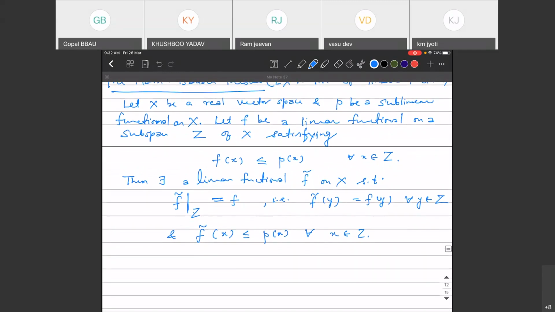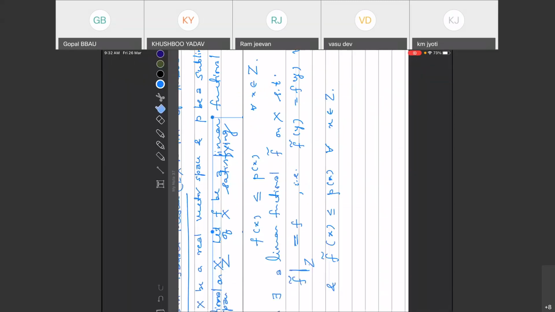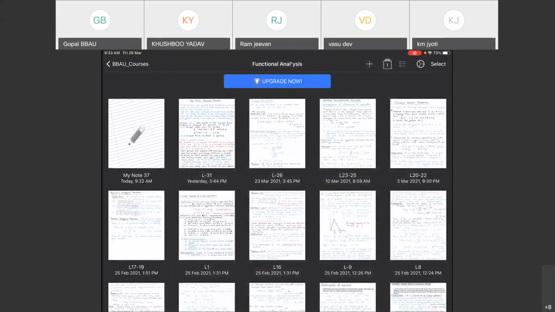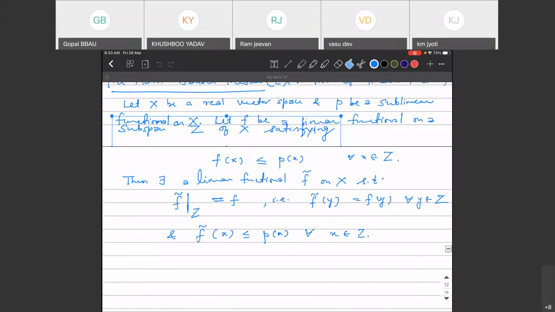Let's see it for a minute and understand this. What does it say? So read this statement and understand.